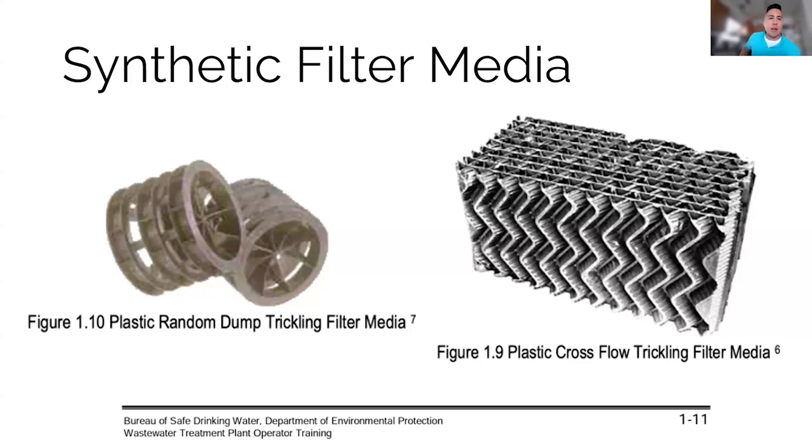So then the other type of filter media is our synthetic filter media, which is going to be our plastic media. The synthetic media started being developed in the 1950s and can be designed to maximize the efficiency of trickling filters, especially when compared to natural materials. And these are designed specifically to allow water to flow in specific ways that have been shown to maximize that treatment.